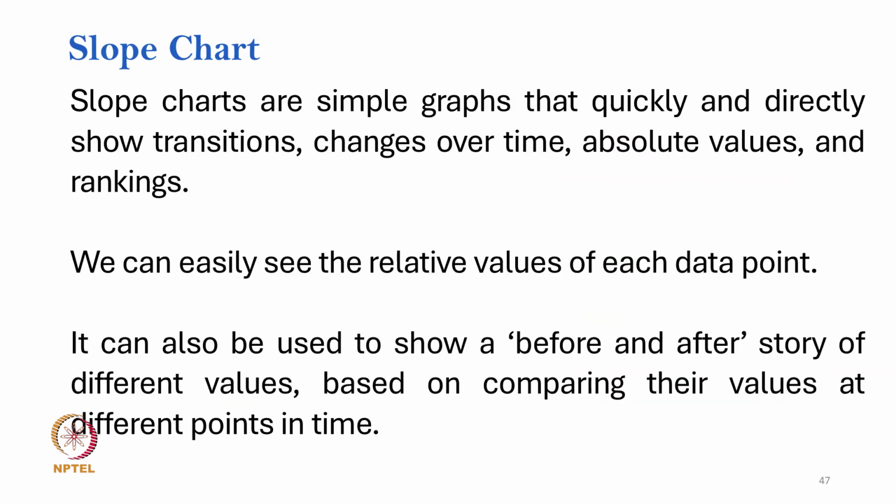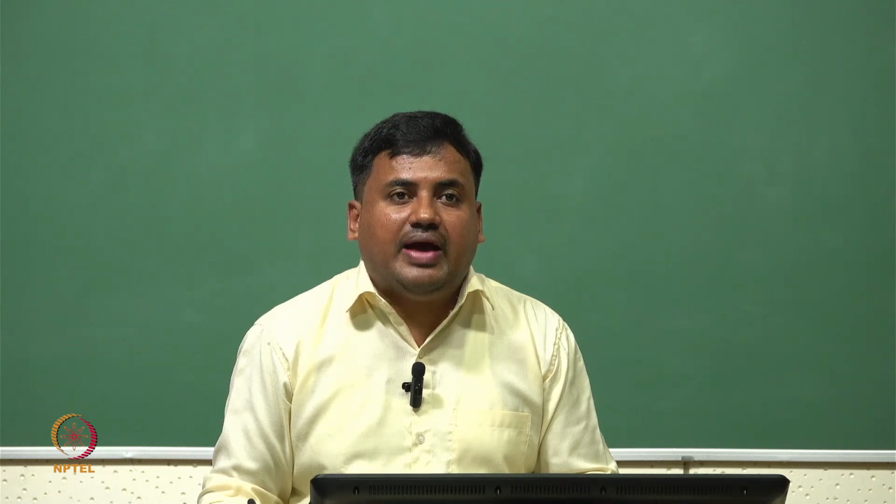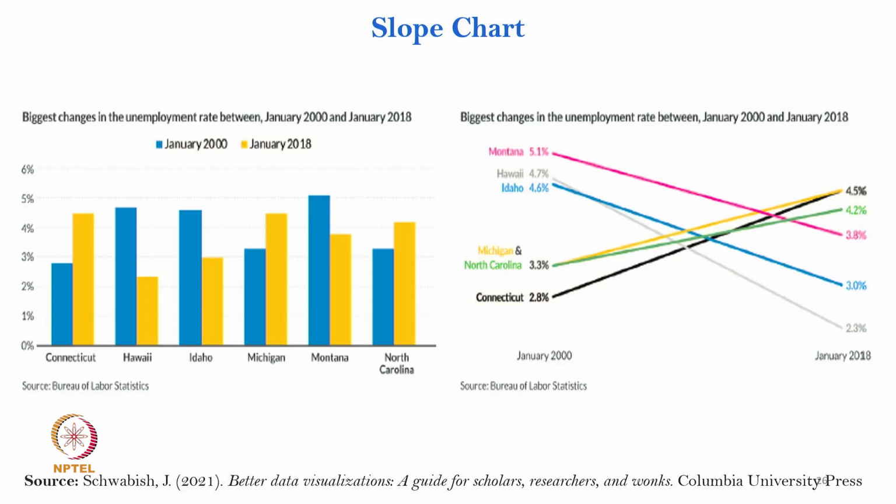Slope charts. Slope charts are simple graphs that quickly and directly show transitions and changes over time, the values and rankings. Then we can easily see the relative values of each data point. It can also be used to show a before and after story of different values by comparing their values at different points in time. Here is an example of how a slope chart can show the biggest changes in unemployment rates. You can see from January 2000 to January 2018 how we can quickly compare each kind of data, before and after.